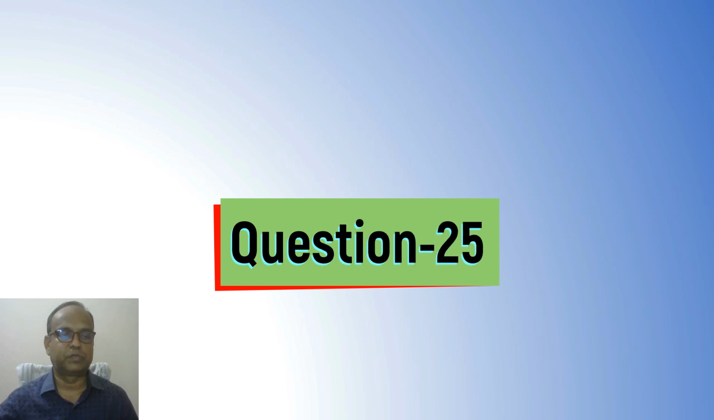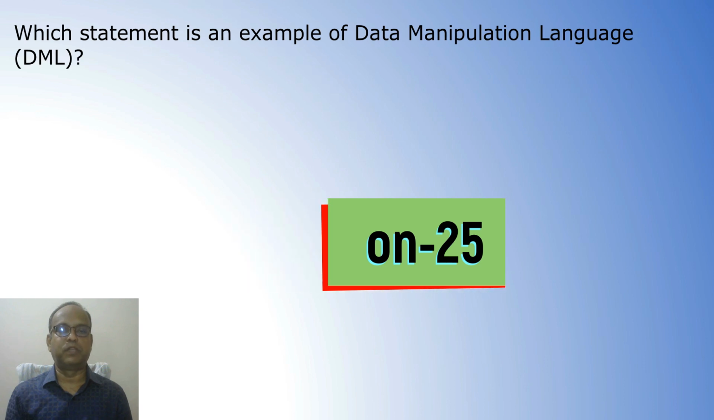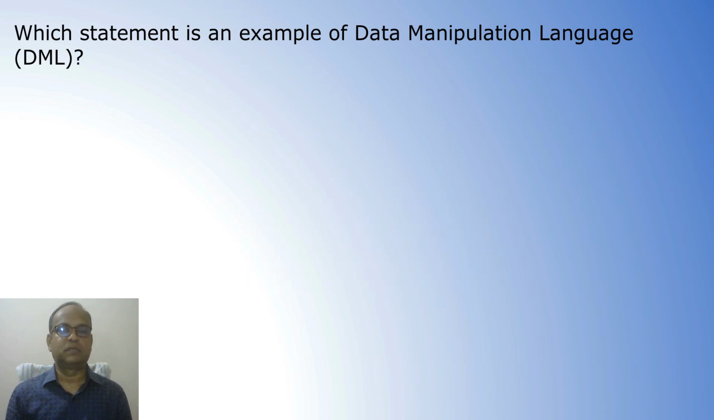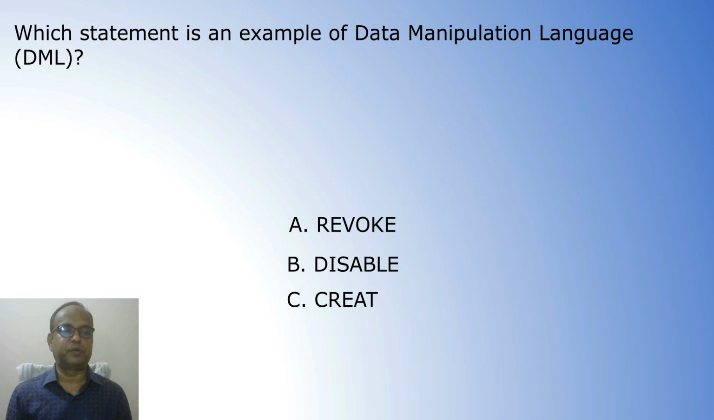Next question. Question number 25. Which statement is an example of data manipulation language DML? Option A, revoke. Option B, disable. Option C, create. Option D, update. Answer. We know that it's possible to affect the information stored in the database by using the statements of data manipulation language DML, such as insert, update, delete, and merge. So the correct option is D.